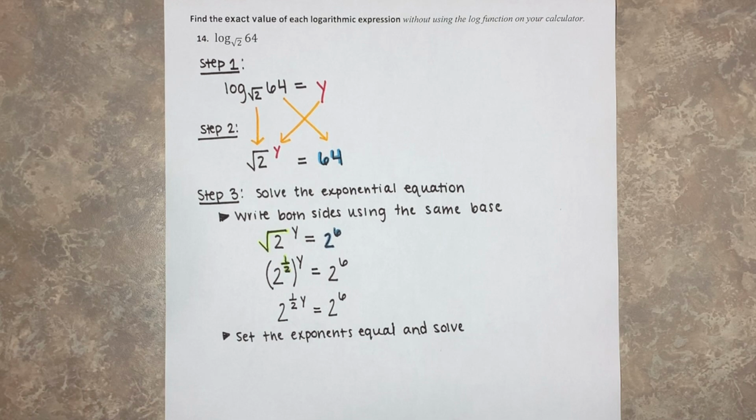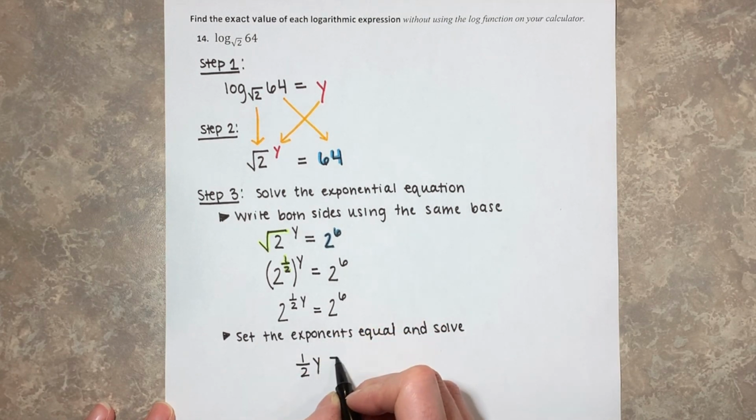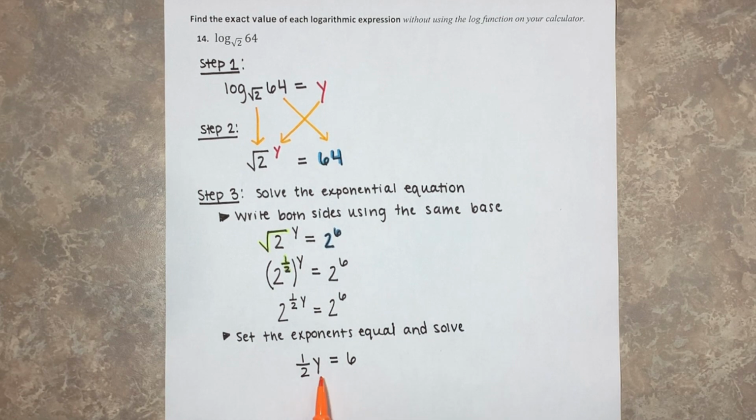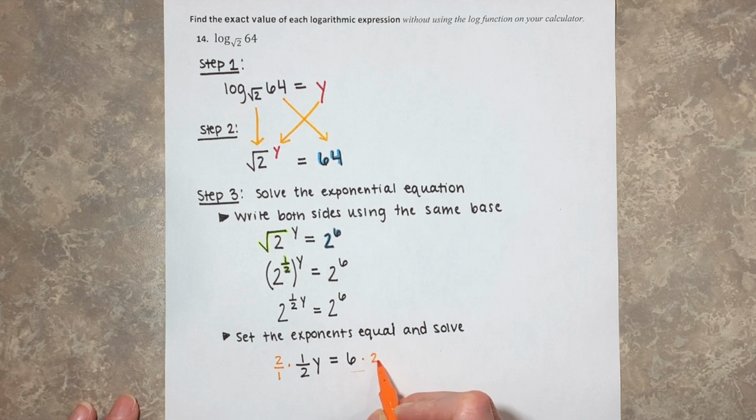Next step, we set the exponents equal and solve. So let's set the exponent 1/2 y equal to this exponent 6. And to solve for y here, we could either divide both sides by 1/2, or instead of dividing by 1/2, we could multiply by the reciprocal, 2 over 1. And I think I'll do that. So I'm going to multiply by 2 over 1, and then by 2 over 1. The reason we do that is because when you multiply two reciprocals, you get 1. So this leaves us with 1y, or y, is equal to, and 6 times 2 will give us 12.